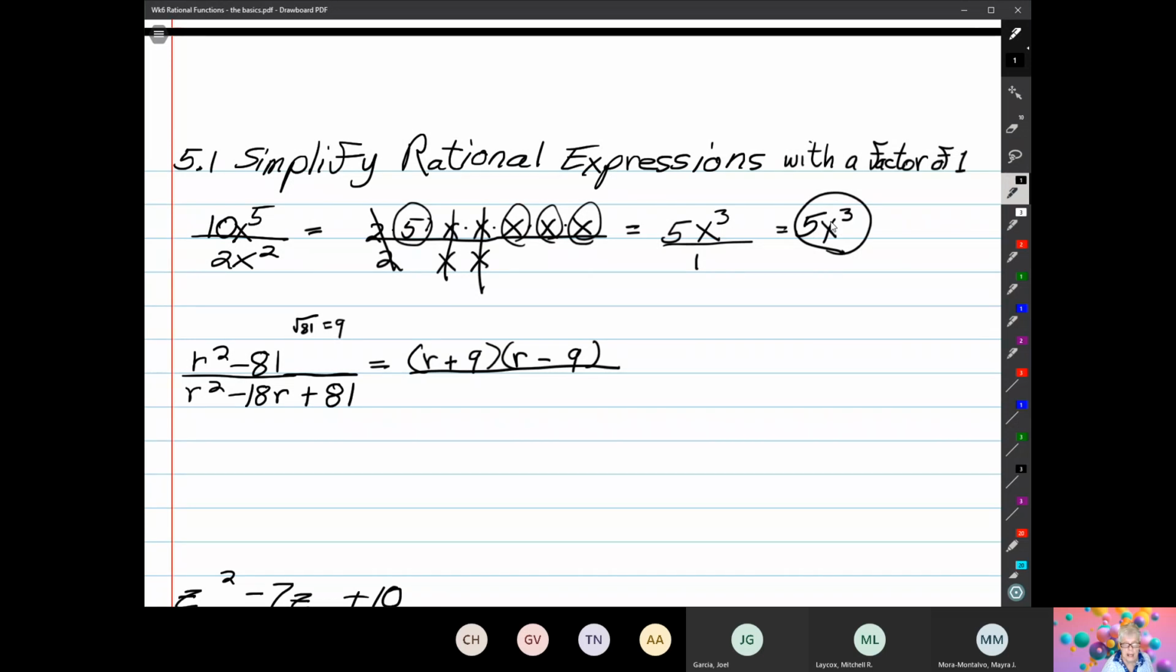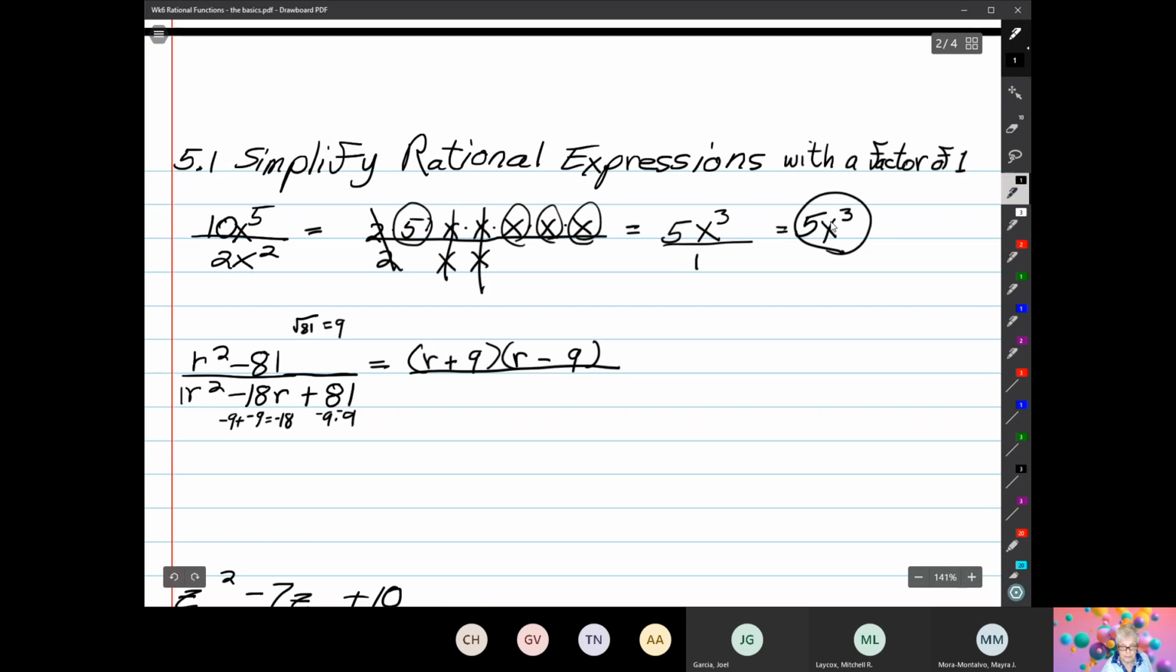Okay, now 81. Notice there's a 1 in front of the r squared, so this is a trinomial. I can factor it by the quicker grouping method. 81 equals 9 times 9. No way 9 and 9 are going to add up to negative 18, but since 81 is a positive number, it will also equal negative 9 times negative 9. And it just so happens that negative 9 plus negative 9 equals negative 18.